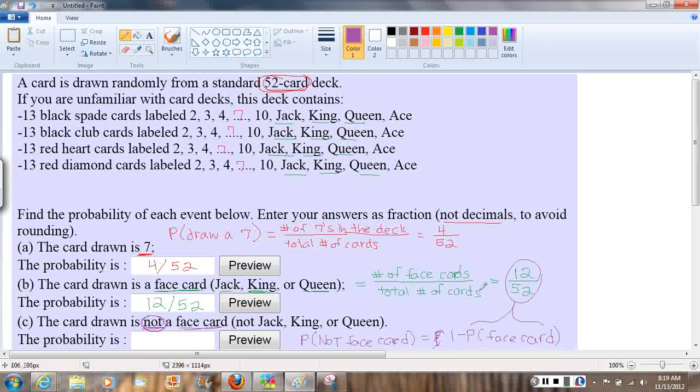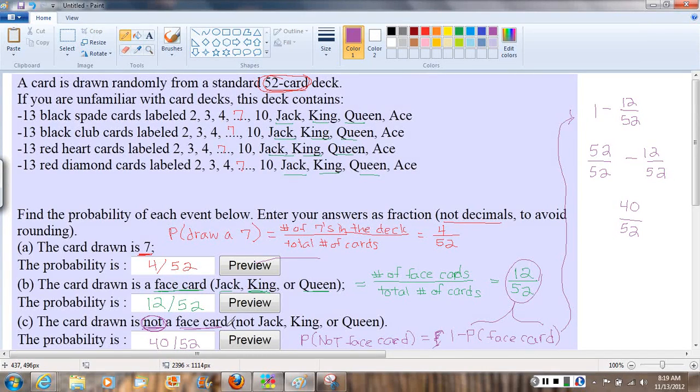I'm just going to continue this up at the top up here. So it's going to be 1 minus 12 over 52. So we could do that in a number of ways, but if we want to make like fractions there, we can say it's 52 over 52 minus 12 over 52, which gives me 40 over 52. I can go and enter that right there. So there's a 40 out of 52 is the probability of not getting a face card.